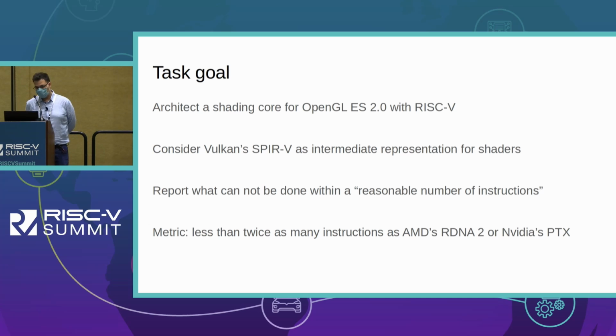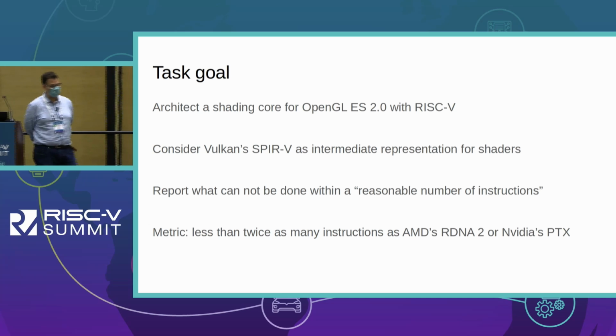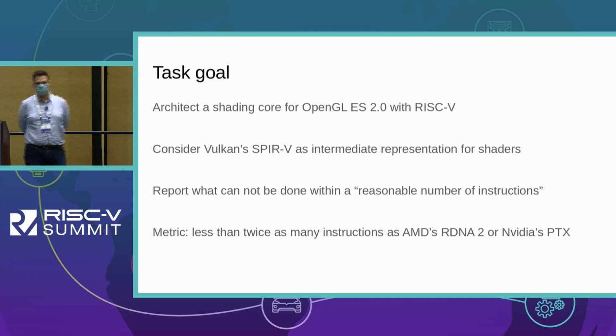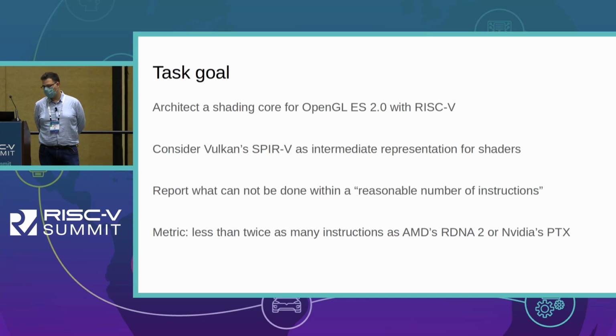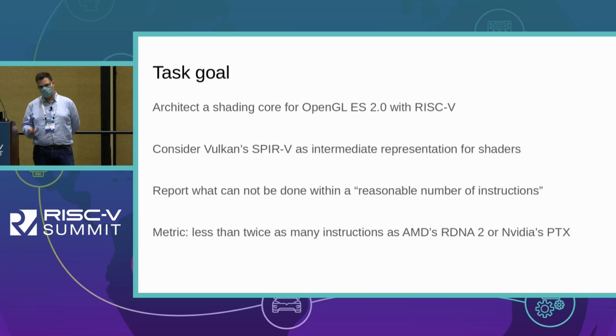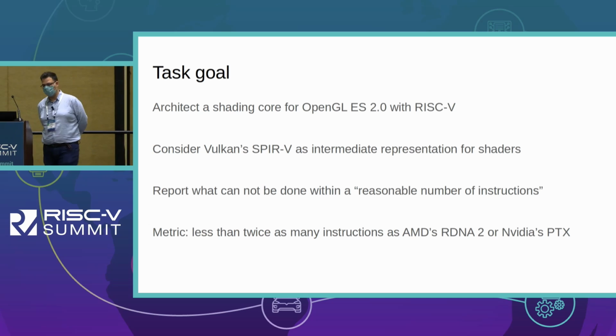And I make a couple of assumptions. First is that you may want to use SPIR-V as intermediate representation for your shaders, and also that you may want to achieve an instruction count that is not much worse than what you get on other commercially available solutions based on proprietary ISAs like AMD's RDNA2 or NVIDIA's PTX. So yeah, we want to be within a range of not more than twice as many instructions, which is a good metric to try to achieve.